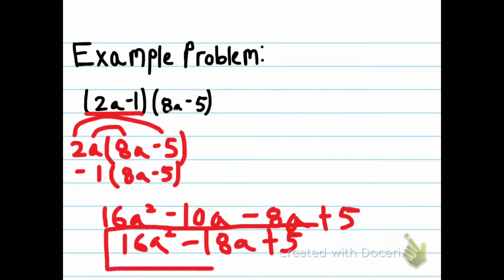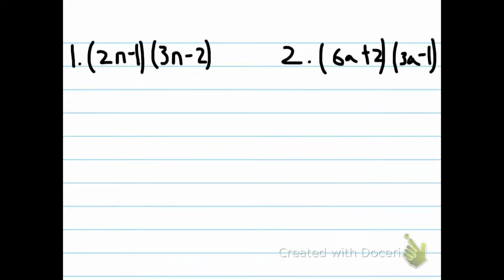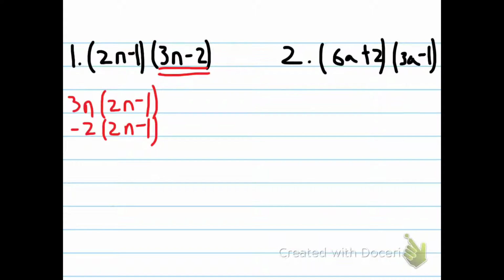And like I said before, you can use any polynomial to distribute. It doesn't matter because you'll get the same thing. So for number 1, I'm going to actually use the second polynomial to distribute. And then I'm going to write 2n minus 1 two times since there are two terms in this polynomial right here. So 2n minus 1. And then 3n on the outside and negative 2 on the outside for this one.